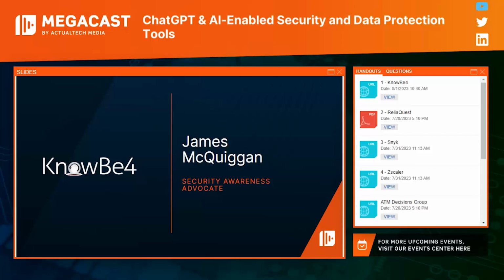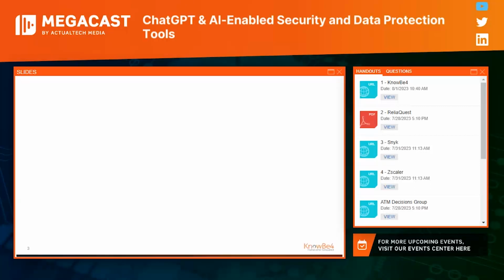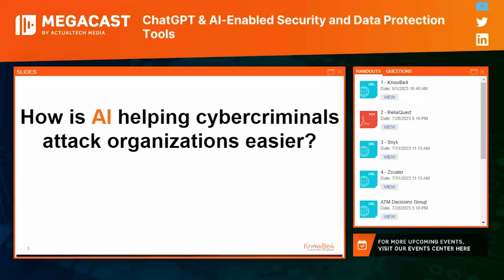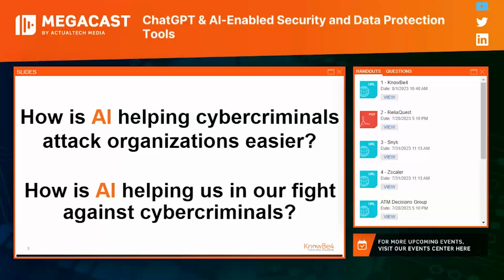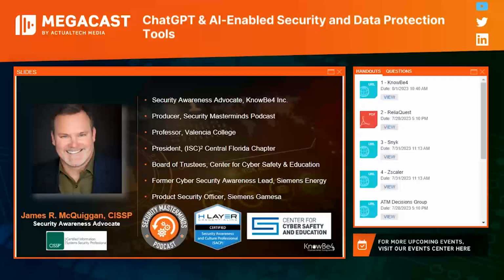As I said, I'm excited to be here. Hopefully everyone is enjoying it so far, and I'm excited to share some neat information regarding AI and ChatGPT with all of you. As we look forward with regards to AI, we are looking at how AI is helping cyber criminals attack organizations more easily. We know that we have access to it, but so do the cyber criminals. Having that in mind, how can AI help us fight against cyber criminals as well? That's what I'm going to be going through over the next 20 minutes, at a high level.